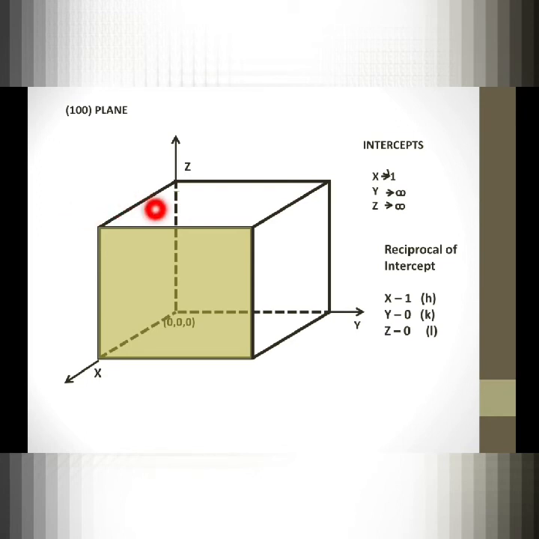Like that, there are the 0 1 0 plane and the 0 0 1 plane. For the 0 1 0 plane, the plane will be this plane, and this plane will be parallel to the x-axis and parallel to the z-axis. And for the 0 0 1 plane, the plane will be this plane, which is parallel to the x-axis and parallel to the y-axis. Draw it by yourself, the two planes 0 0 1 and 1 0 1.